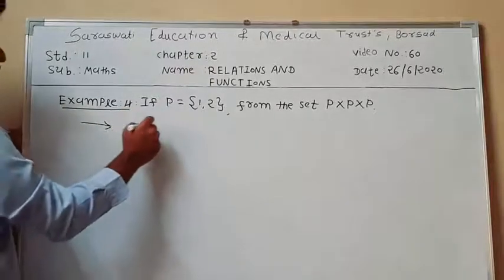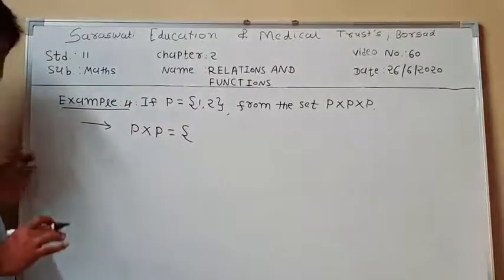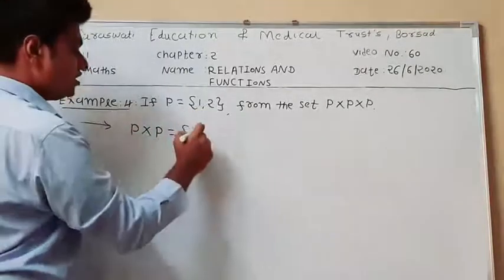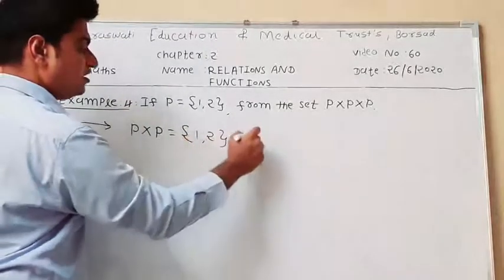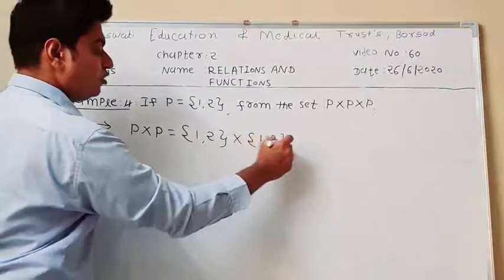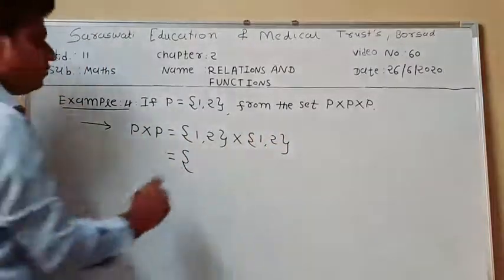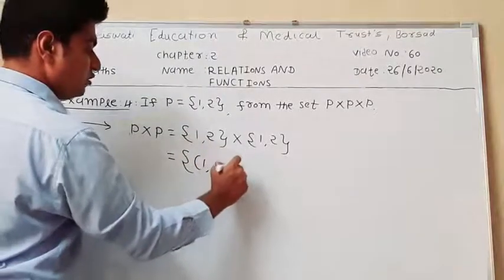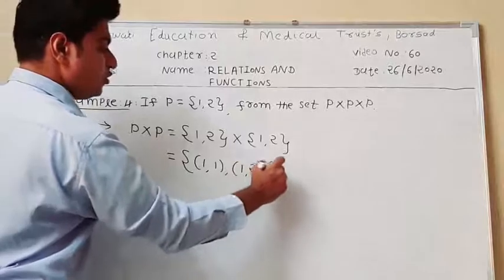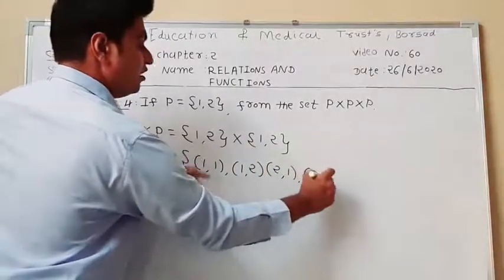First of all, find out P Cartesian product P. That is equal to the set {1, 2} Cartesian product the set {1, 2}. Now simplify this term. Here we get 4 ordered pairs, written as (1,1), (1,2), (2,1), and (2,2).